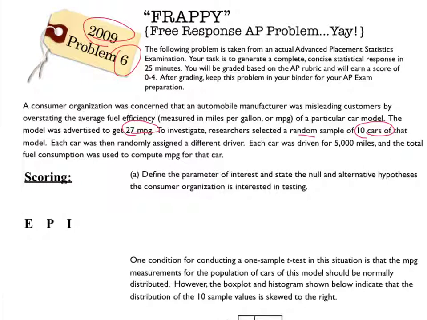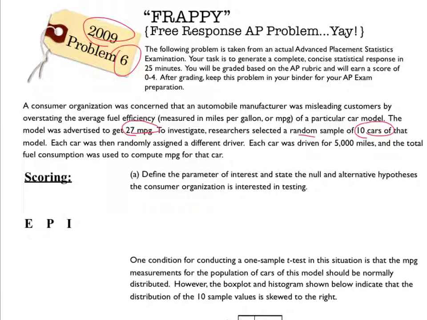Each car was then randomly assigned a different driver. Each car was driven for 5,000 miles. Total fuel consumption was used to compute MPG for that car. So they did 5,000 miles for every car, so that data actually isn't a useful number for calculating. It's just useful for letting you know how they ran their test.